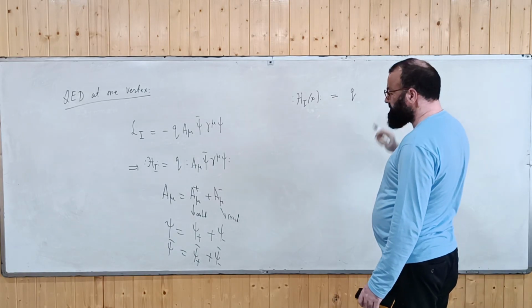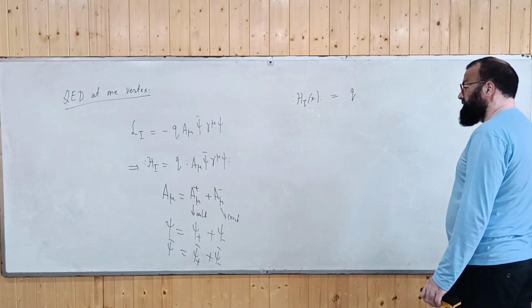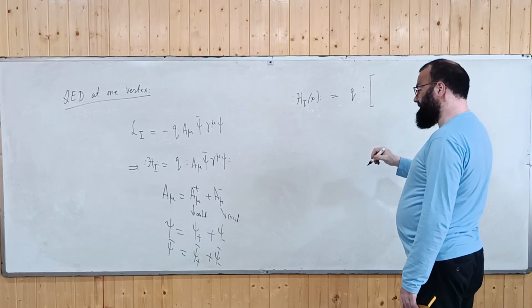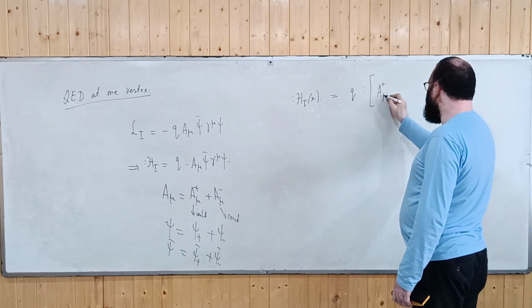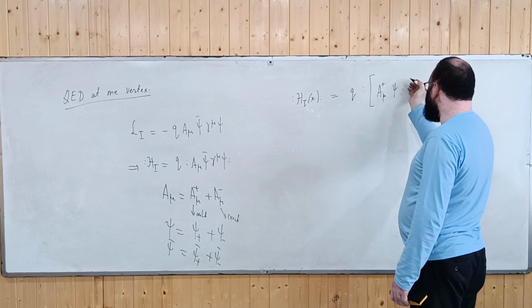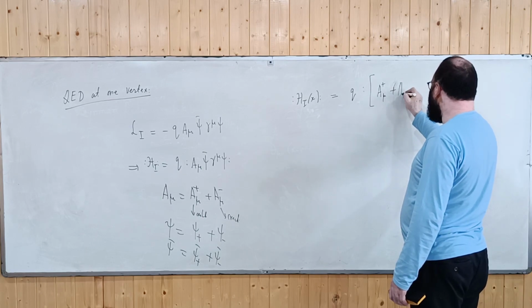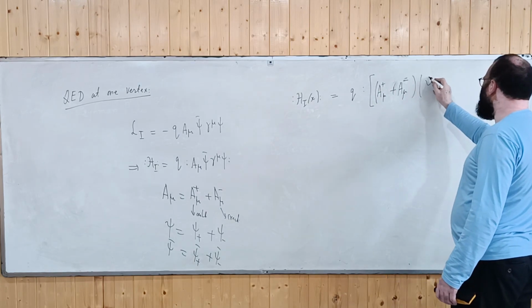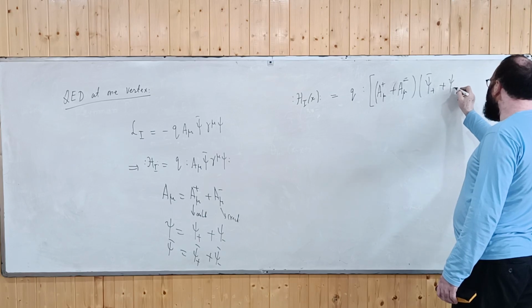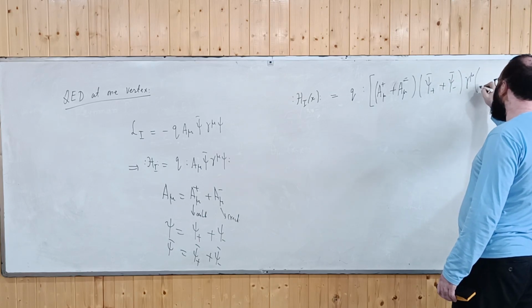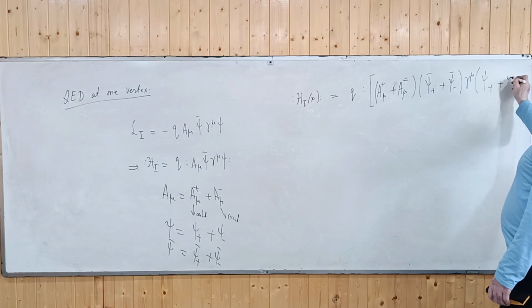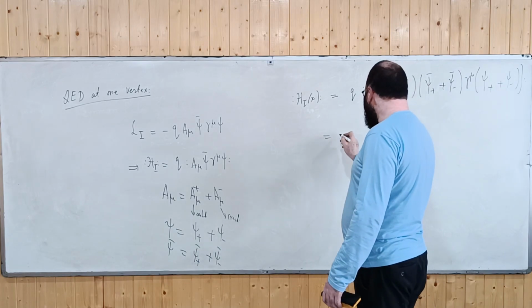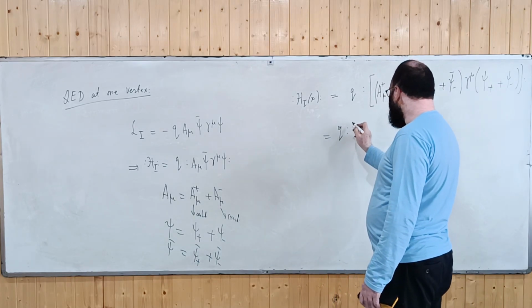So it is q. Just tell me how many terms there are. Let's write A_μ as A⁺_μ plus A⁻_μ, then ψ̄⁺ plus ψ̄⁻, then γ^μ, then ψ⁺ plus ψ⁻. Clear? Let's expand it. How many terms are there? Eight terms.